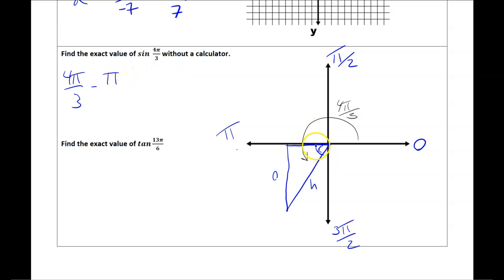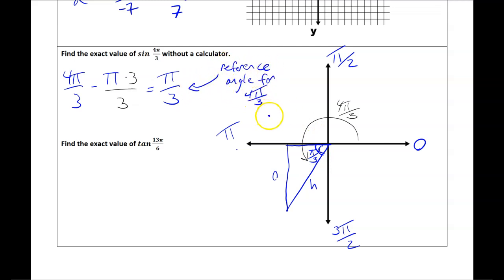Because that would give me this leftover here. Well, here, I can make a common denominator, a funny form of 1, right? And 4 pi minus 3 pi is just pi over 3, right? So that is pi over 3 here. We call this a reference angle. It's a reference angle for 4 pi over 3. And it allows me to evaluate sine of 4 pi over 3.